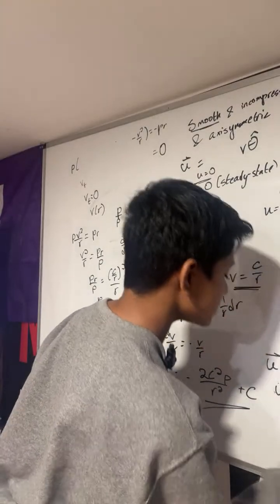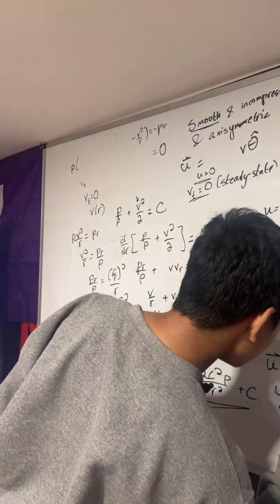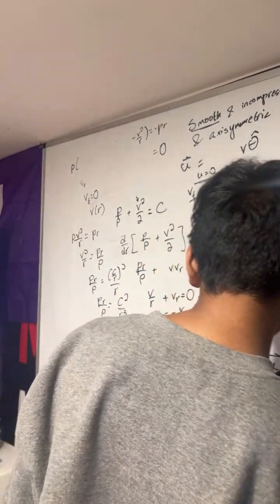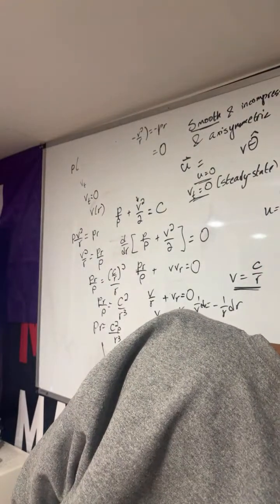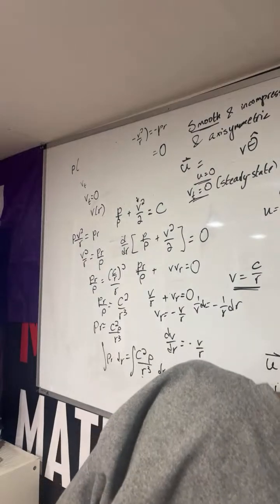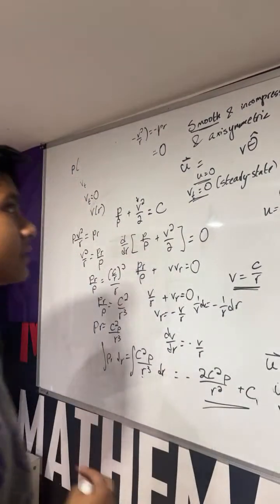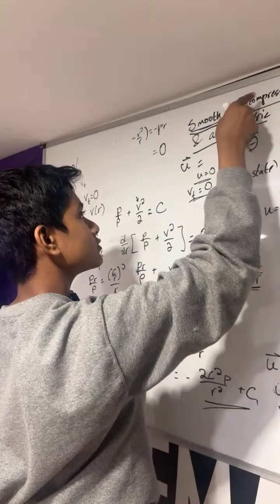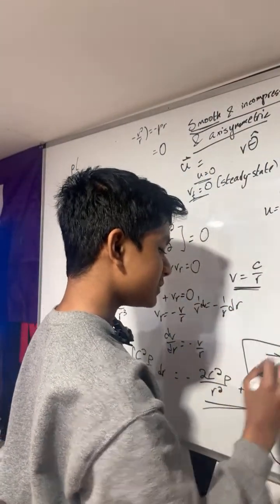In fact, v is not just only dependent on r. v is equal to C over r. That's the exact relation that we've established. And so that means p has to be minus rho C squared over 2r squared plus C1. So these are the conditions when you unite only these three conditions, which seem incredibly general. It boils down to something very specific.